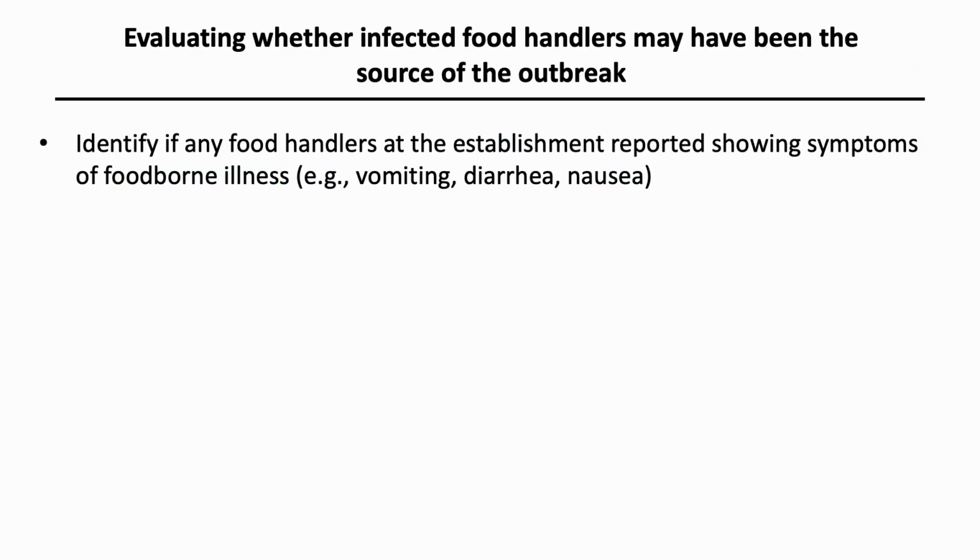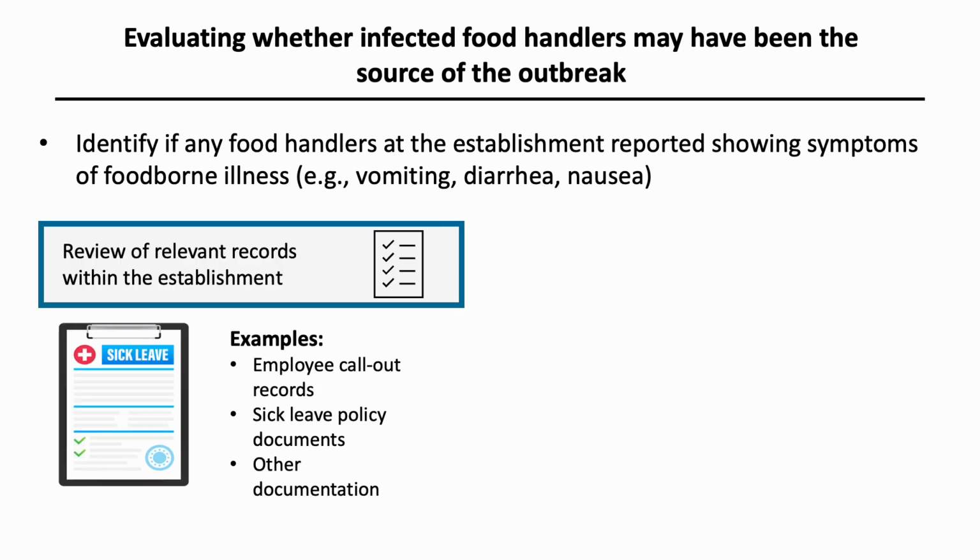To evaluate whether infected food handlers could be the source of an outbreak, environmental health investigators should first identify whether any food handlers or other employees at the establishment showed symptoms of foodborne illness. This can be done by reviewing relevant documents either during or prior to site visits, such as 1. Any available employee call-out records, 2. Sick leave policy documents, as well as 3. Other relevant documentation on recent illness reported by employees of the establishment.